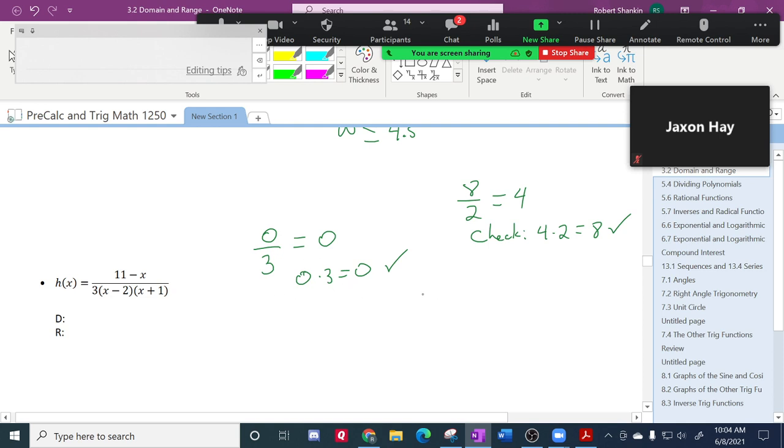Alright, so let's go with 5 divided by 0. Let's call that answer 0. And then let's check it. 0 times 0, does that equal 5? No. This is not true.